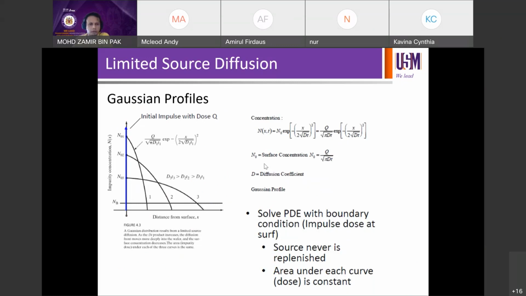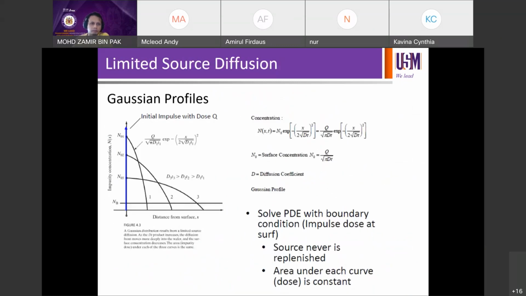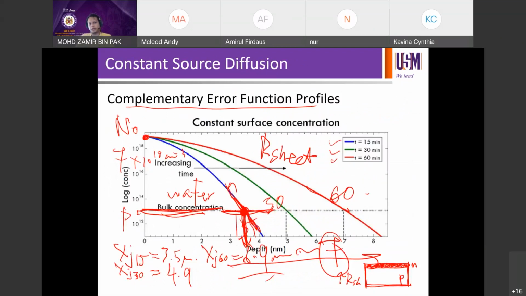Okay, let me continue with Gaussian profile, then we stop for a while. So that's the first one, error function. If you increase the process duration, the profile goes deeper into the silicon. As a result, your XJ increases. You're gonna end up with deeper junction, but your N naught doesn't change. Your N naught remains at the very same point on the y-axis. So surface peak concentration remains the same.